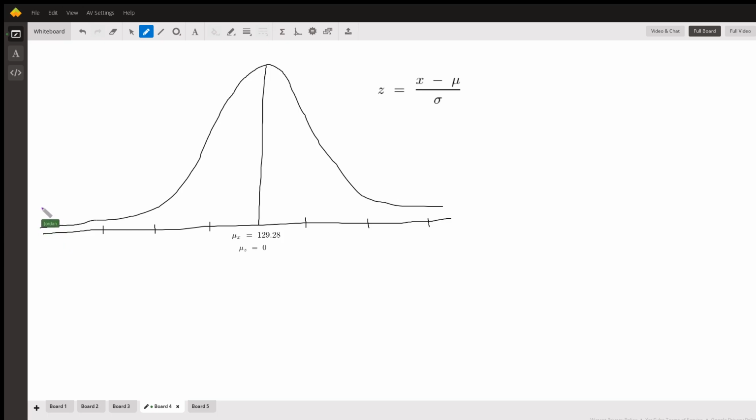That's where that cutoff is going to be. So what we're going to try to do is find out what is the specific cutoff on this, where the area to the left of that z-score is 0.03. Because the threshold to meet the fastest 3% is going to be where the area to the left of that z-score is 0.03.